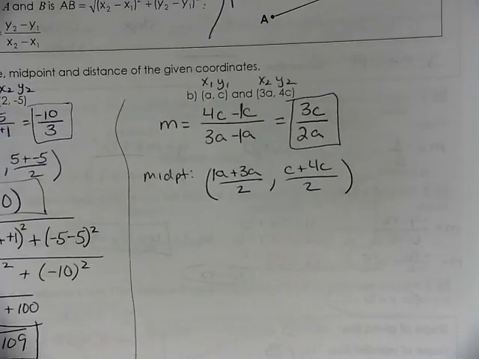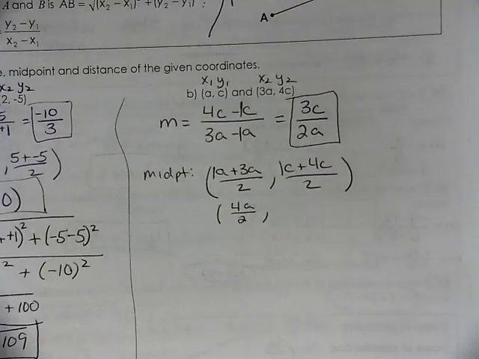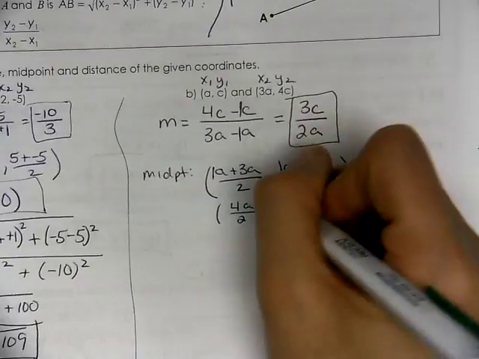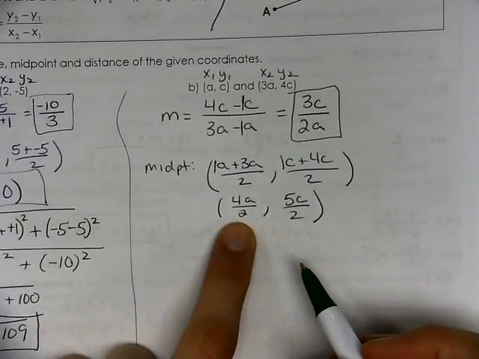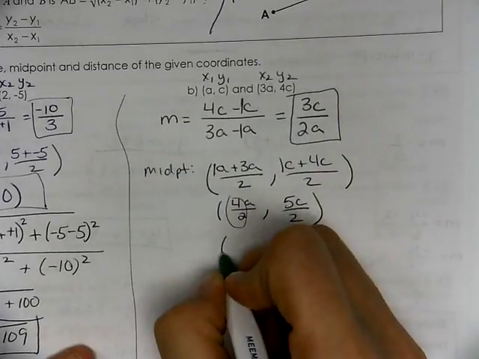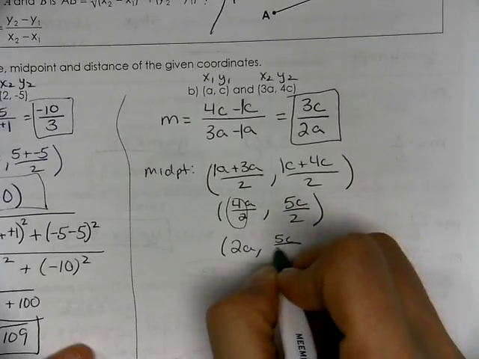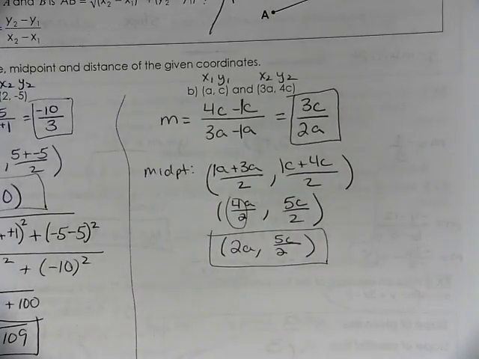What's 1 plus 3? 4. So you get 4a divided by 2. 1c plus 4c is 5c divided by 2. Is this making sense? It's just a lot of algebra, combining like terms kind of stuff. If you can simplify the numbers, simplify the numbers. See how you can divide 4 by 2? So you can make this 2a and then 5c over 2, because I can't simplify 5c over 2. So all we're doing is adding in the letters. Questions so far?